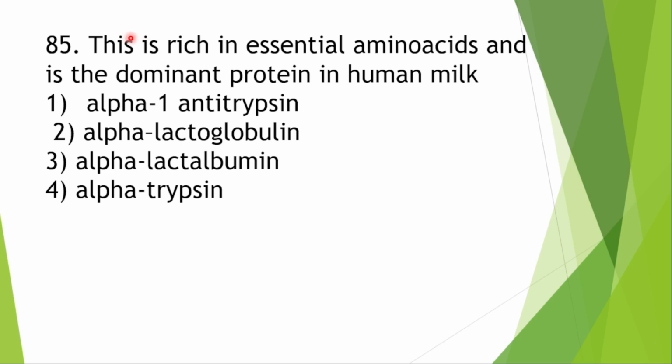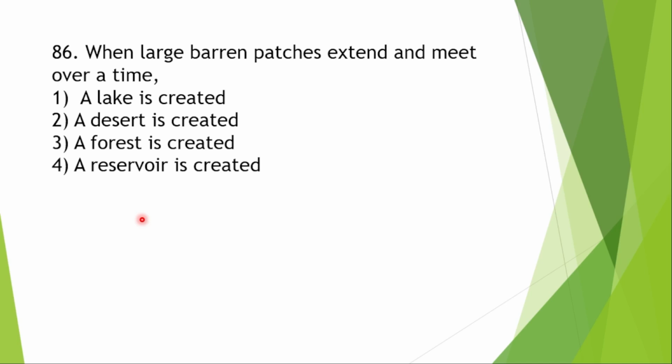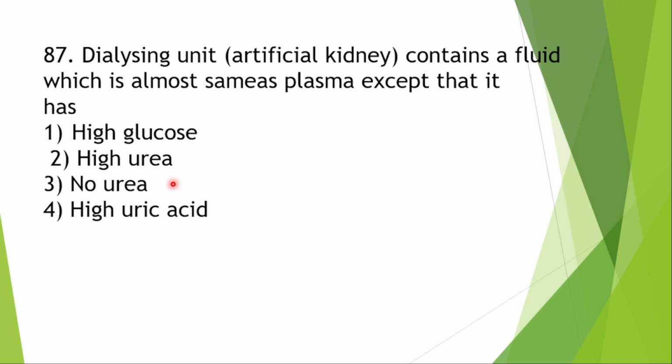85. Which is rich in essential amino acids and is a dominant protein in human milk? Alpha 1 antitrypsin, lactoglobulin, lactalbumin, and then trypsin. The right option is option 3. 86. When large barren patches extend and meet over time, a lake is created, a desert is created, a forest is created, and then a reservoir is created. Here the right option is a desert is created.